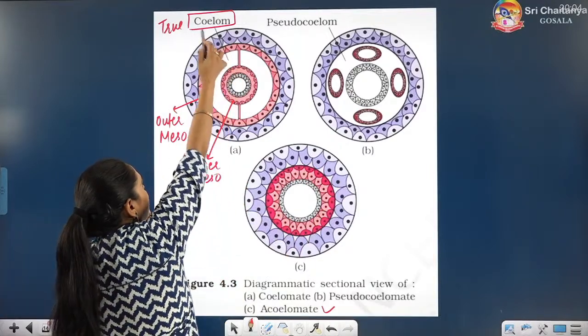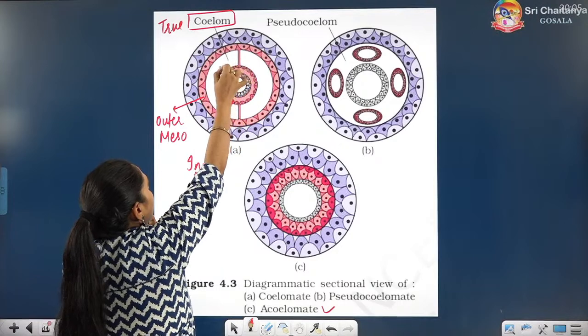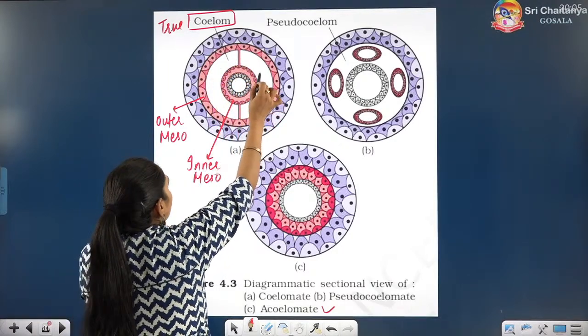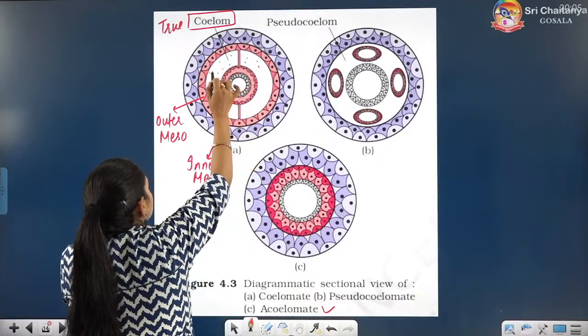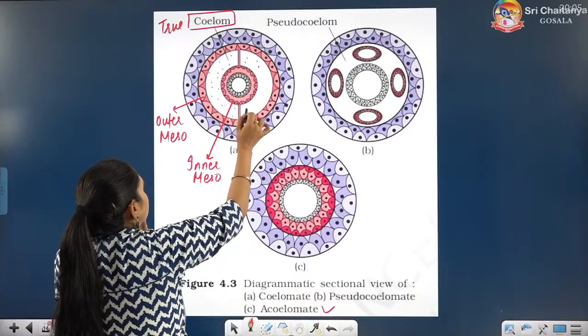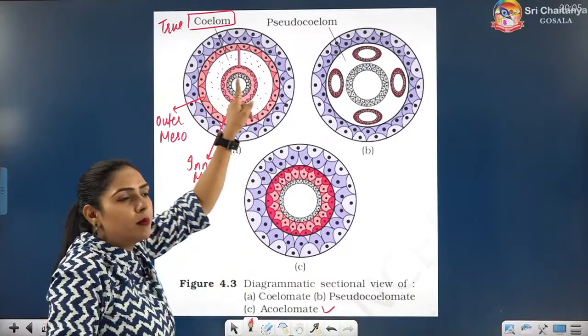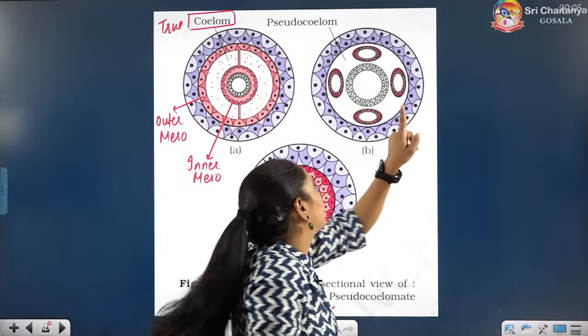So there will be a space created in between the mesoderm, and this space is lined by mesoderm on both the sides. This space is filled with coelomic fluid also. The coelom is filled with coelomic fluid also.